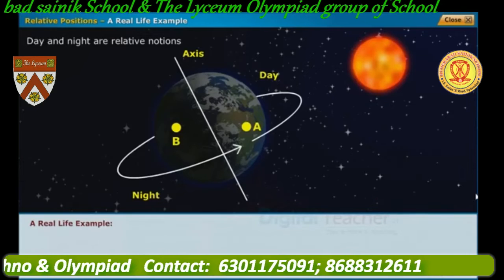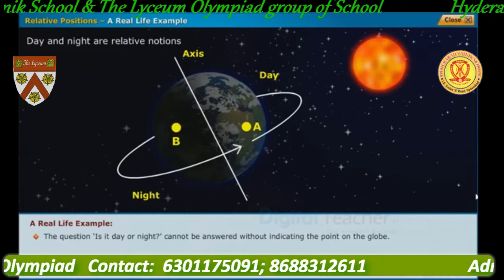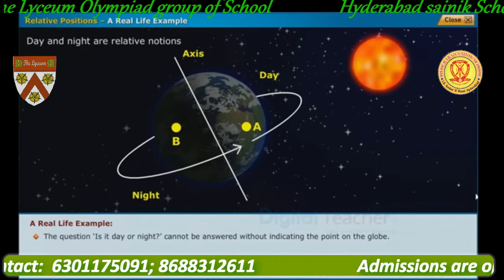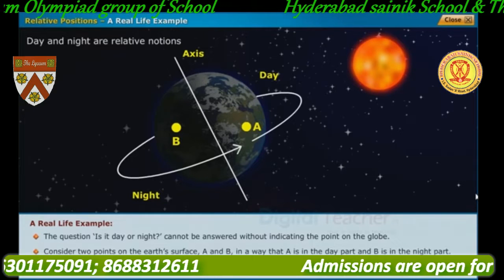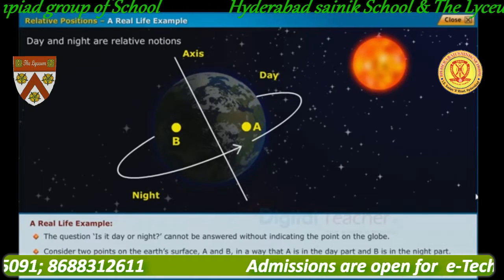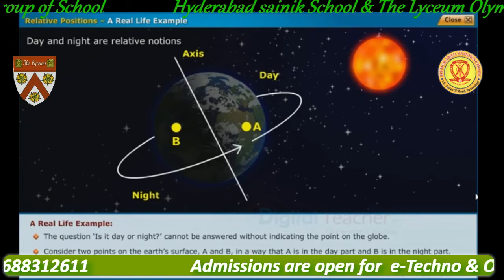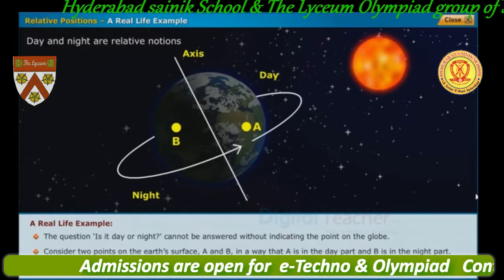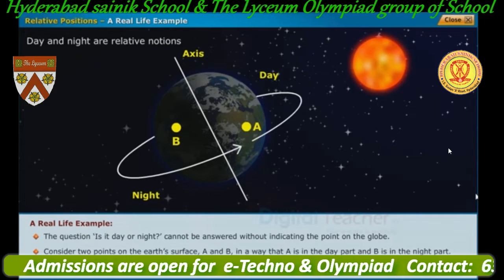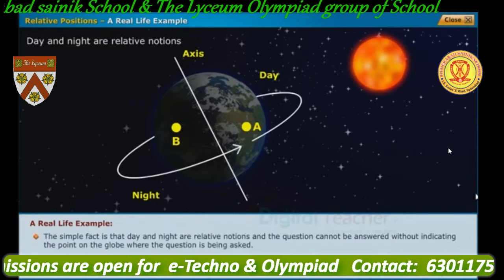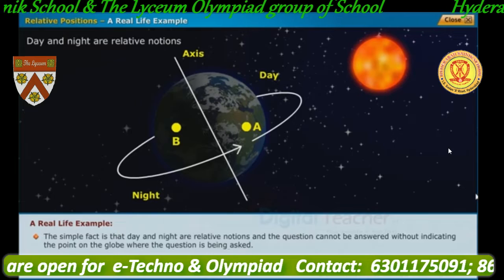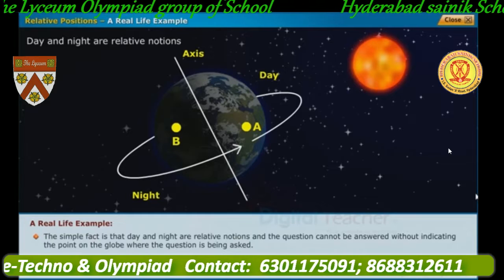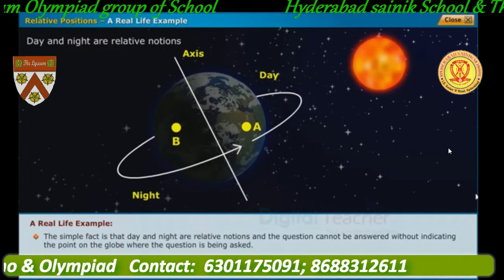A real-life example. The question, is it day or night, cannot be answered without indicating the point on the globe. Consider 2 points on the Earth's surface A and B, in a way that A is in the day part and B is in the night part. For the same question, the person at A says it is day, and the person at B says it is night. The simple fact is that day and night are relative notions, and the question cannot be answered without indicating the point on the globe where the question is being asked.